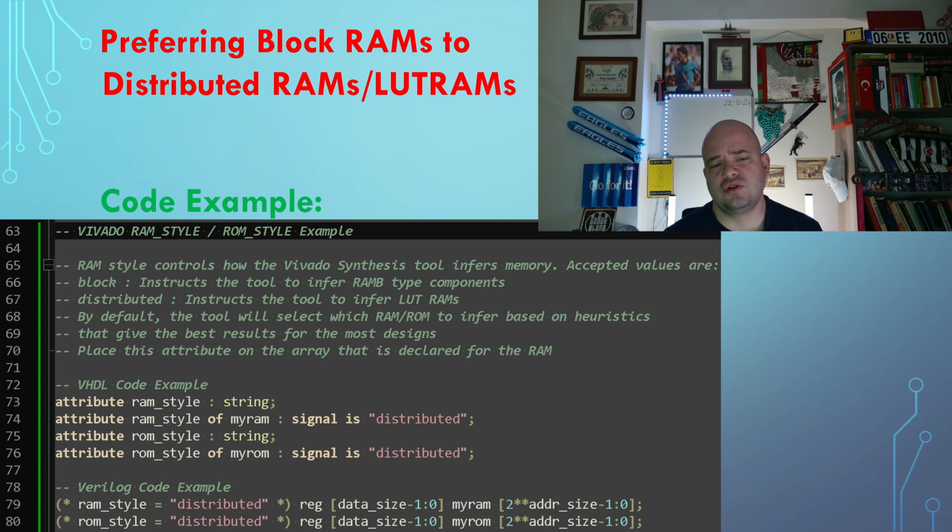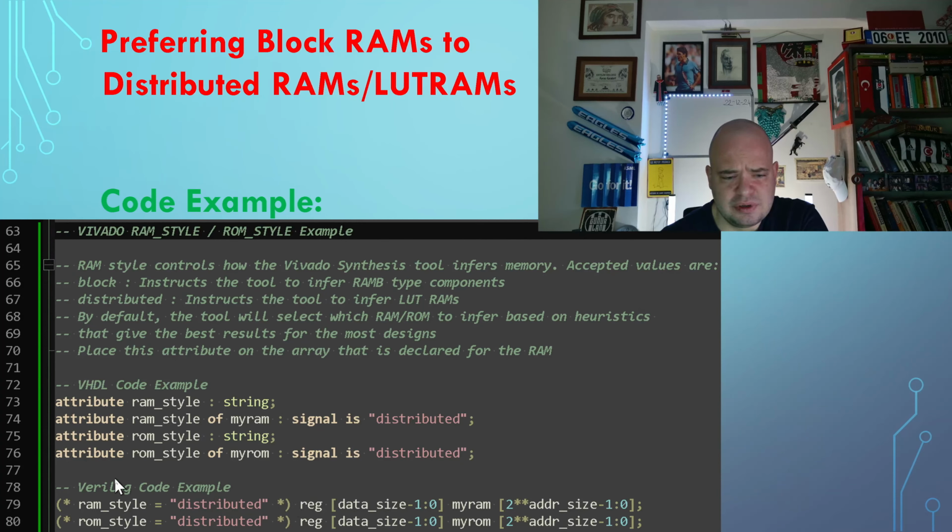Since this is a Vivado example, as you see, accepted values for these attributes are block and distributed. Also, there is a ROM, read-only memory example. Again, you define the attribute ROM style this time. So, attribute ROM style of my ROM, again, preferably a two-dimensional array. Signal is distributed. Also distributed is preferred for ROM. Also you could use, you may prefer this block.